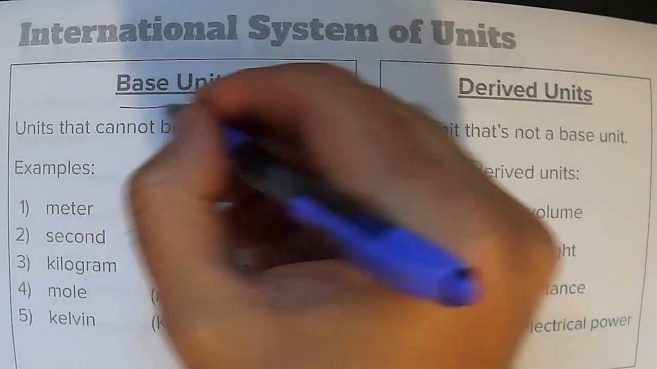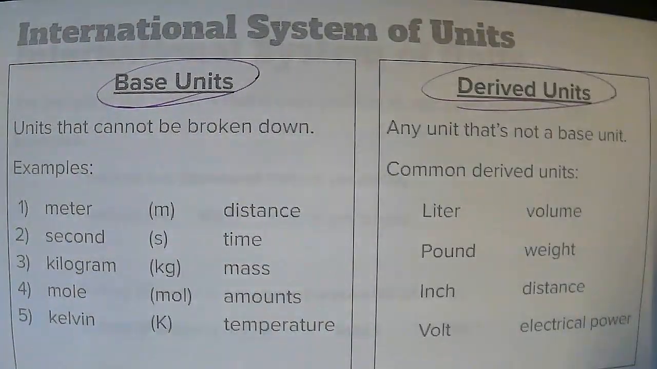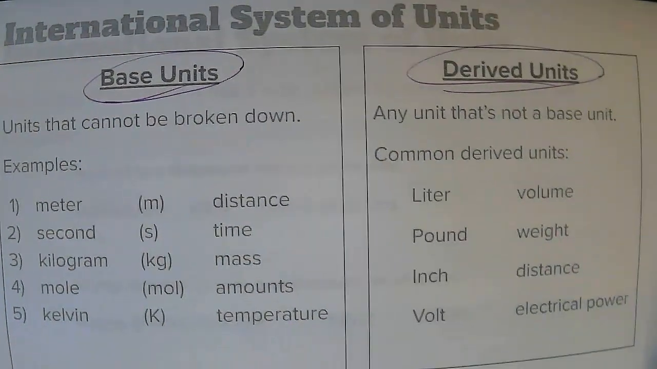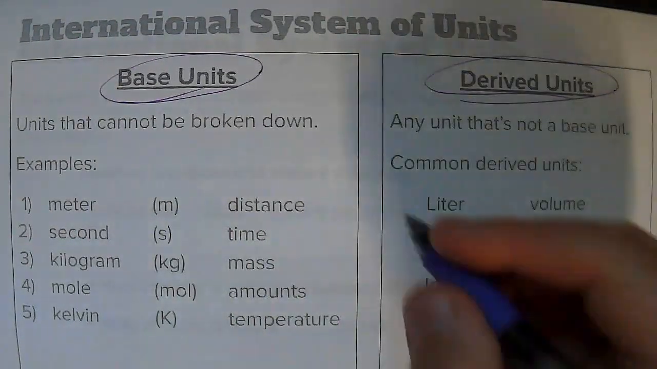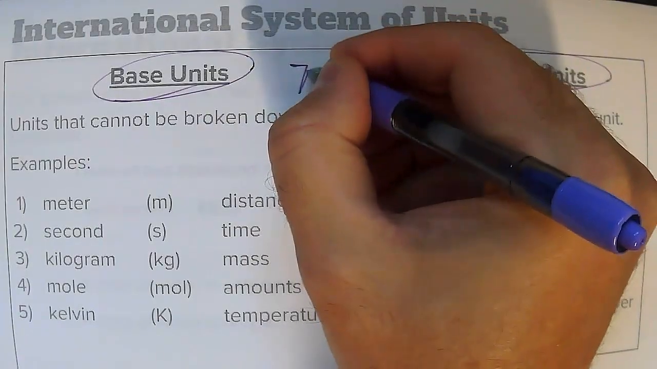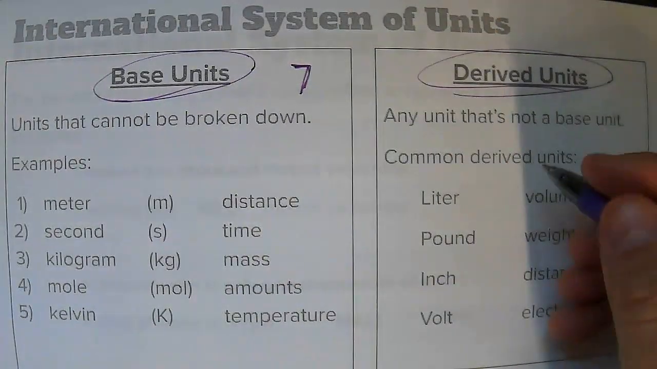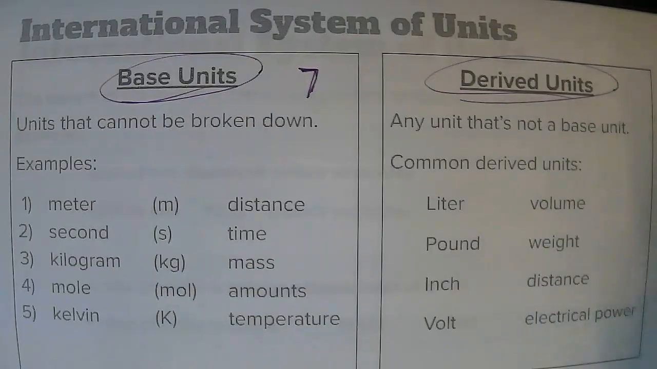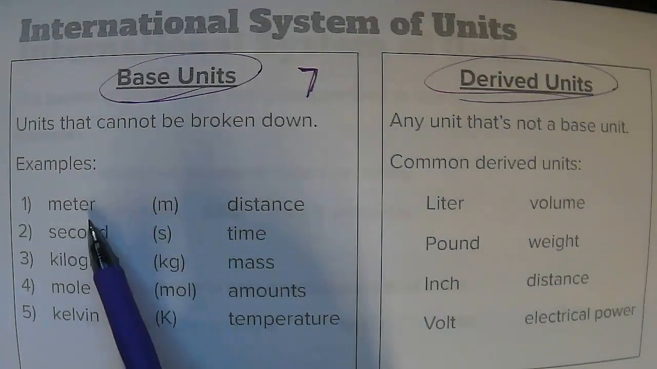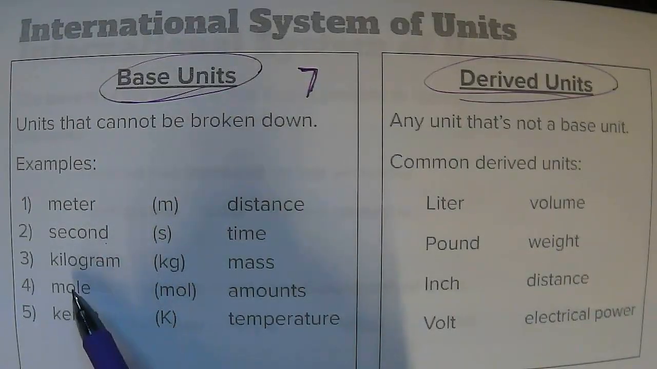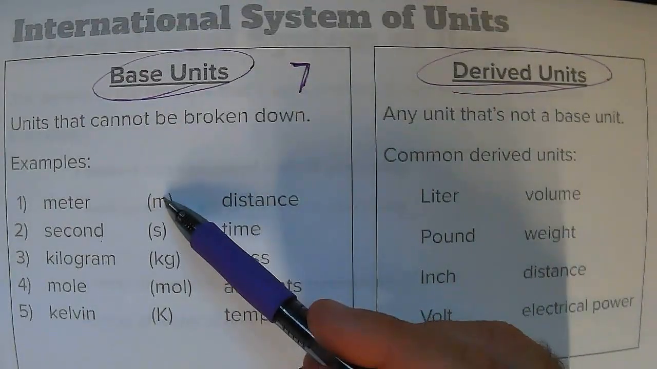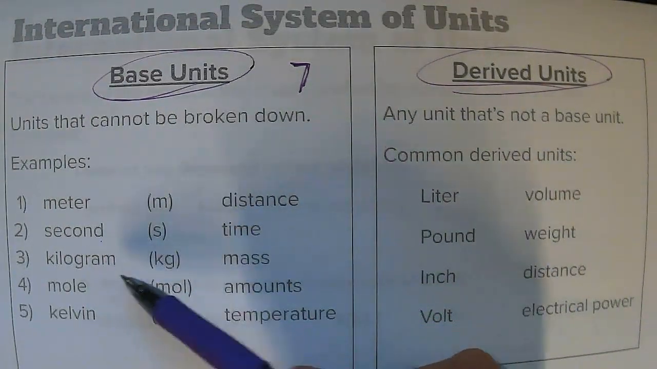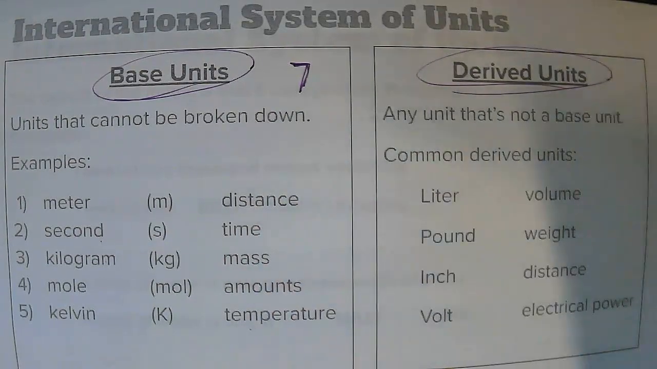There are base units, and then there are derived units. The base units are units that cannot be broken down further, and there are 7. There are 7 base units, and that's it. The ones you will probably see in this class are meter, second, kilogram, mole, and Kelvin. You can see the symbol for each of these, and you can see what they measure.